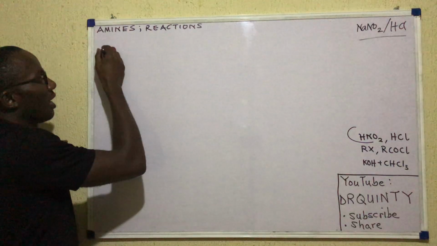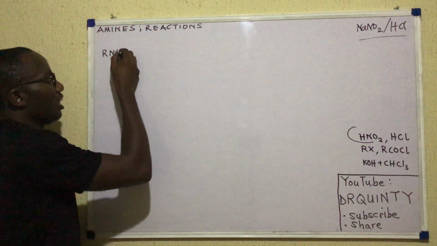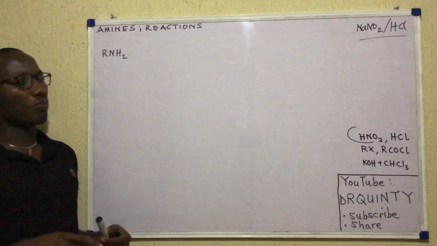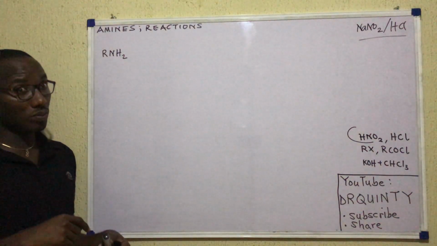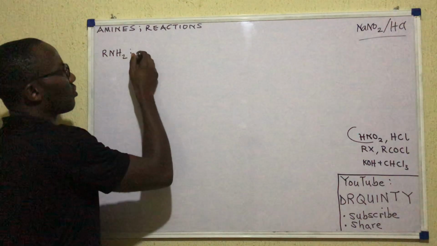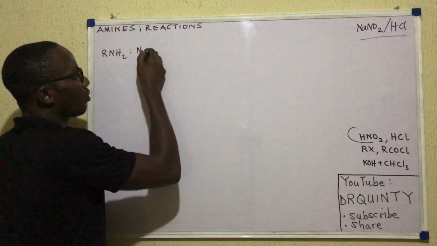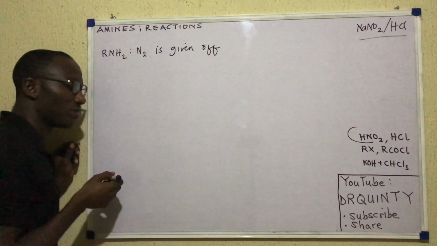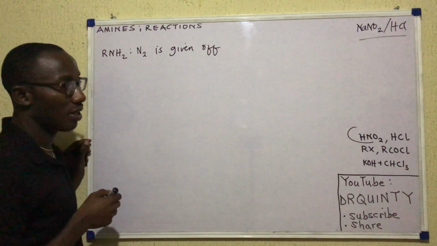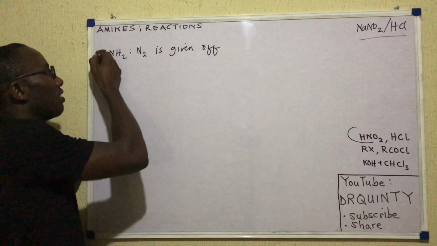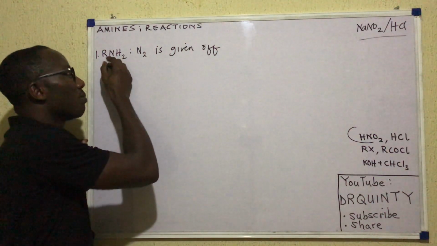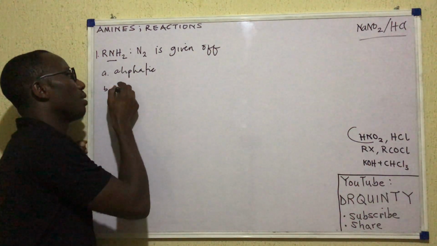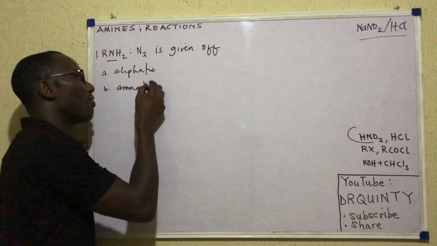So look at this now. If we have an amine like RNH2, this would be a primary amine. Now, how do primary amines react with HNO2? When primary amines react with HNO2, nitrogen gas is given off. So primary amines usually give off nitrogen gas when they react with HNO2. But I'm going to divide that into two: A, primary amines that are aliphatic, and B, primary amines that are aromatic.